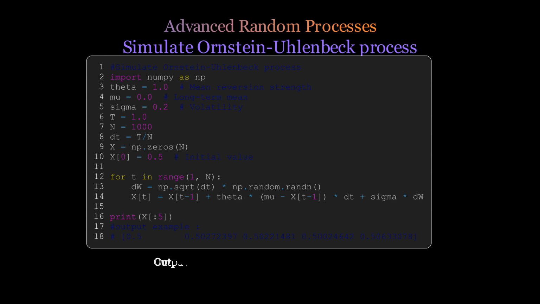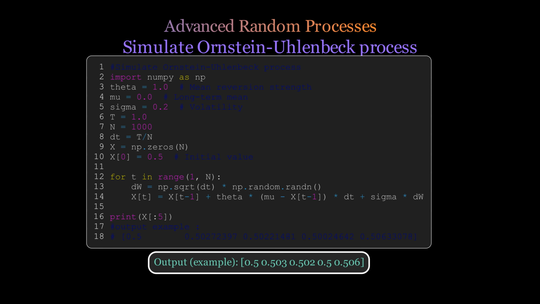The Ornstein-Uhlenbeck process models mean reverting behavior. It's a modification of Brownian motion that drifts toward a long-term mean. The theta parameter controls how strongly it reverts to the mean. This models interest rates, volatility, and other equilibrium systems.